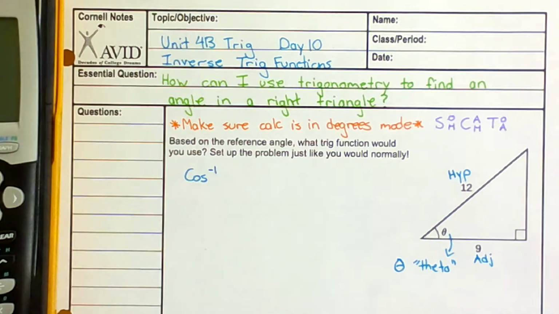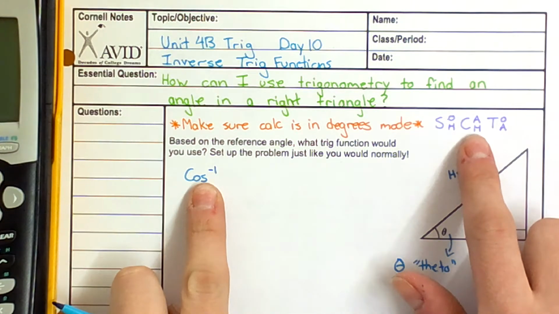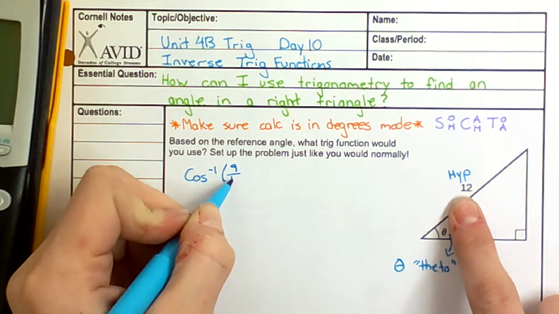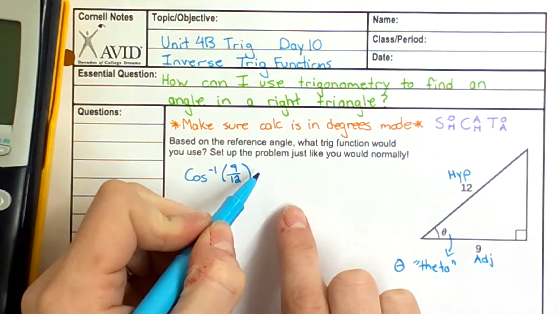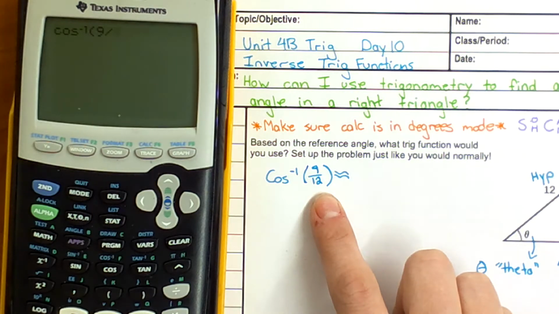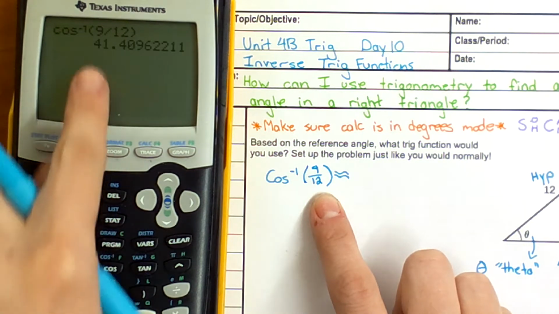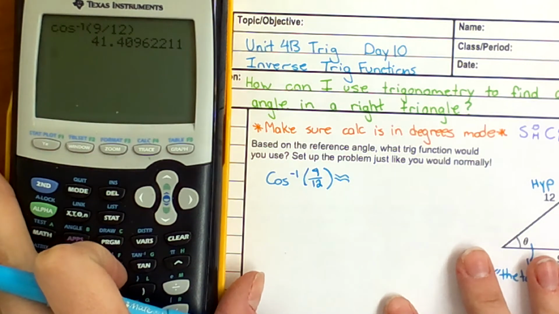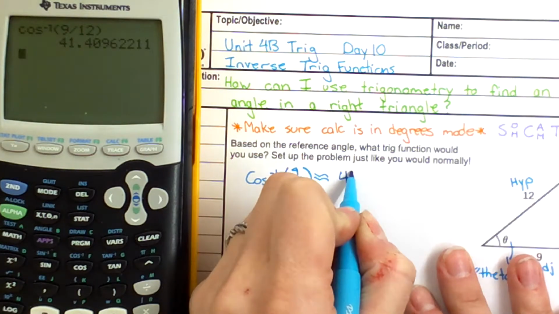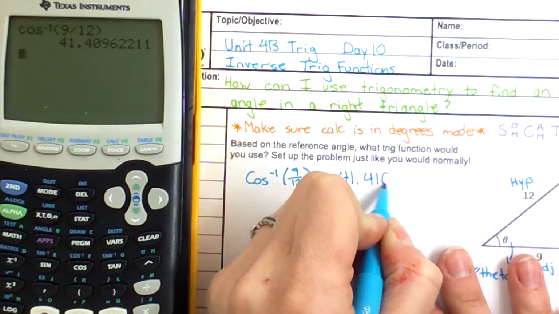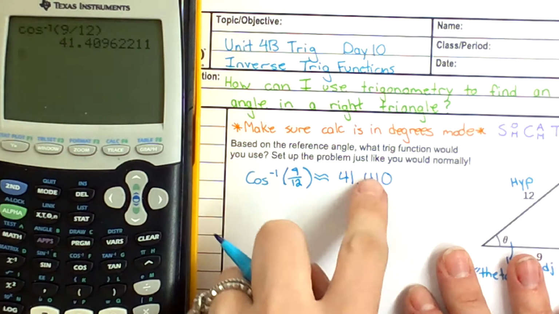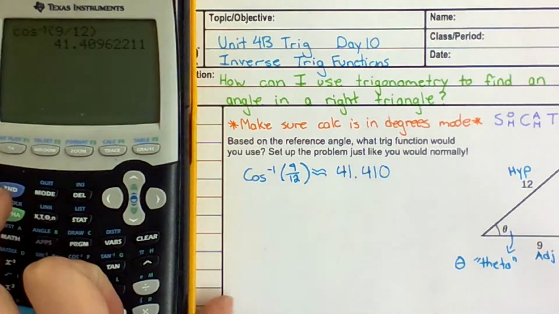Now I'm going to plug in the ratio of adjacent over hypotenuse. Adjacent is 9 and my hypotenuse is 12, so I plug in 9 divided by 12. And I know my angle is about 41.410, because we have to round: that 9 is followed by a 6, so I have to round that 9 up, and 9 goes up to 10. And that is it, that is all you do.